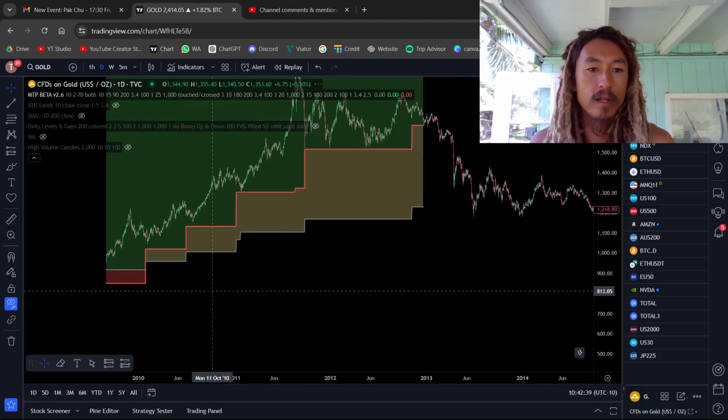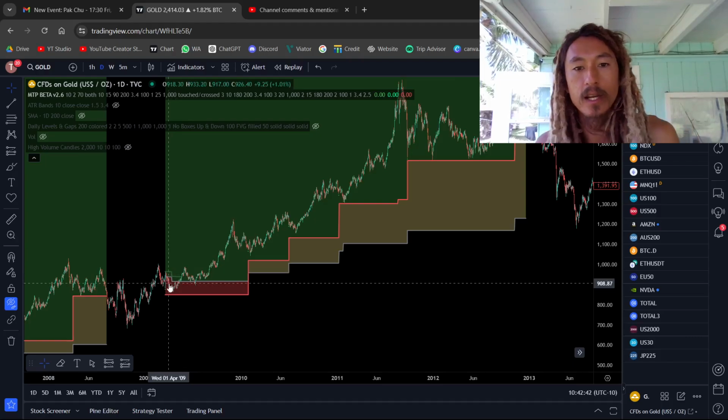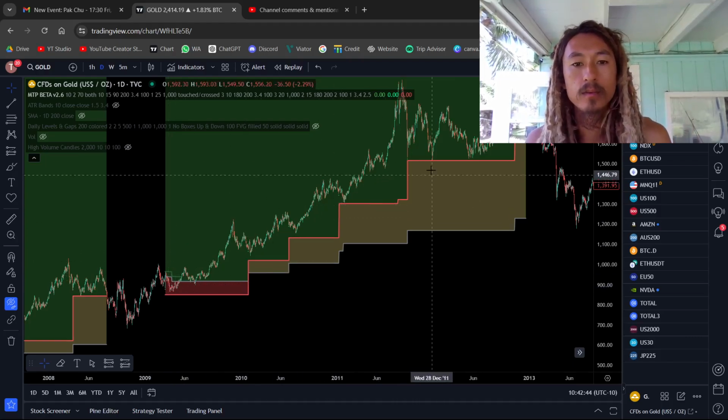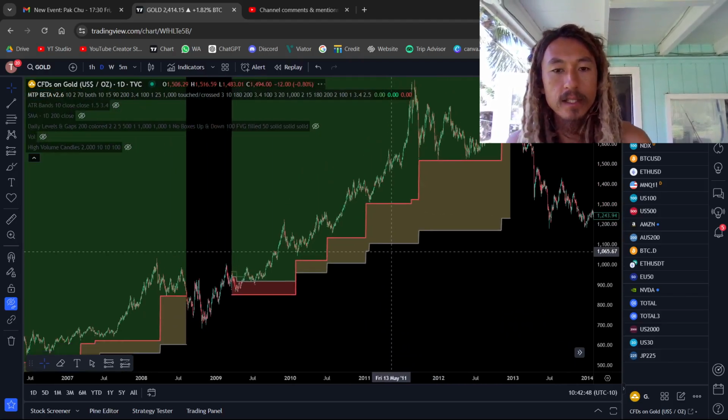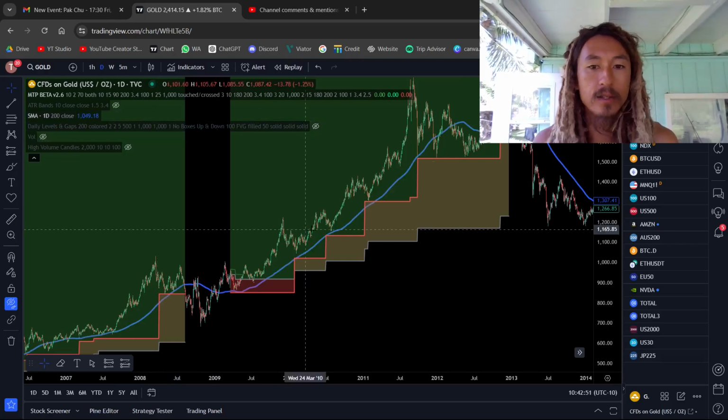And this works going back 100 years. The bull run in 2009 was pretty insane on gold. Now let's go ahead and look at the 200 SMA. So this is really important.